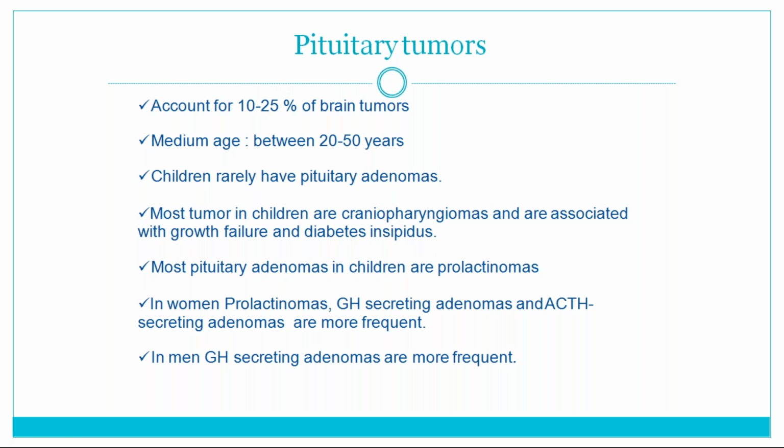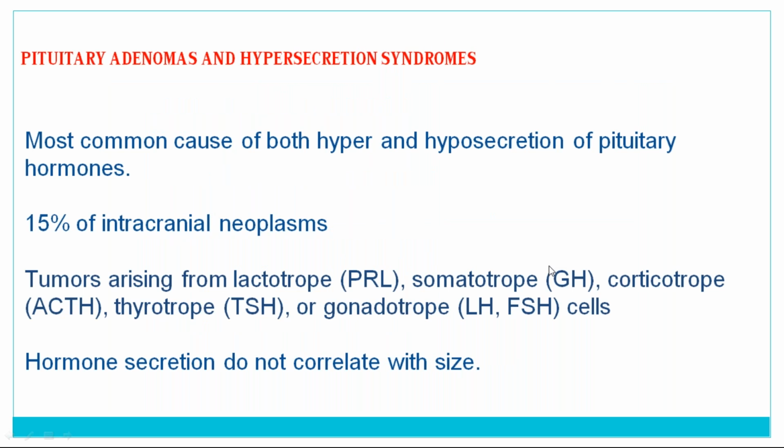These pituitary tumors account for 10 to 25% of brain tumors, most commonly between 20 to 50 years of age. Children very rarely have pituitary adenomas. In children, the most common tumor is craniopharyngioma. The most common pituitary adenomas are prolactinomas, in both men and women.